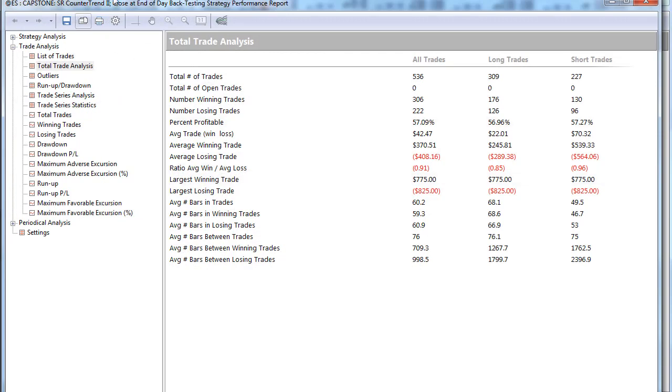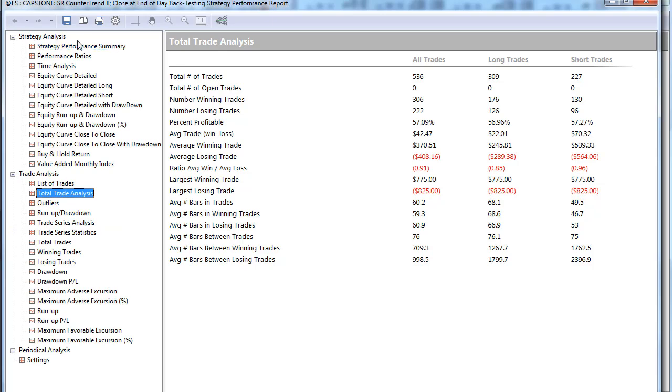Let's see, what is this one? This is SR counter trend 2 now. We're going through the SR counter trend 2 strategies. The previous one was SR counter trend 2 V2 1 minute. So we're on the E-mini S&P.